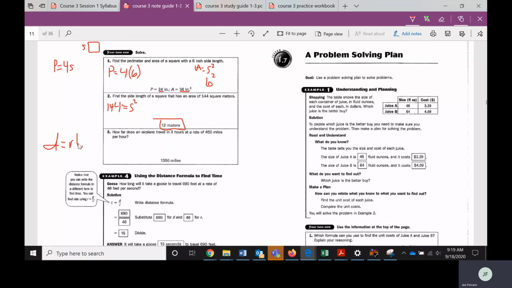Distance equals rate times time. So our distance will equal, it's going 450 miles per hour, so that's the rate. And if the 2 letters are next to each other, that means multiplication, R times T. It's doing that for 3 hours, so it means multiply. So take 450 times 3, you get 1,350.